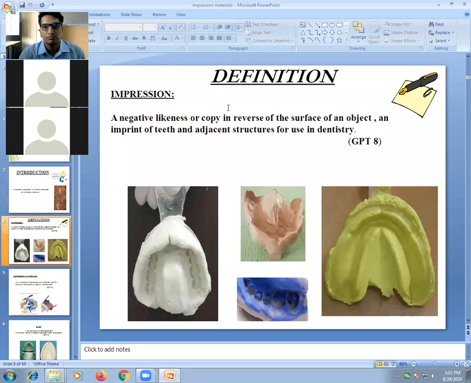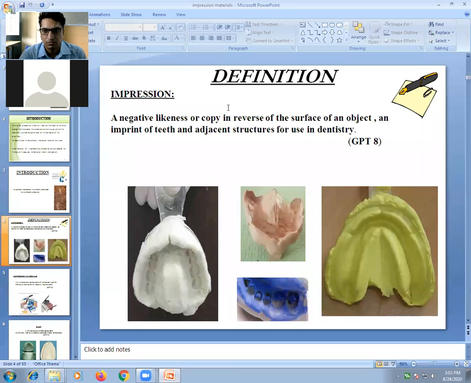So what do you mean by dental impression? It is a negative likeness or copy in reverse of a surface of an object, and an imprint of teeth and adjacent structures for use in dentistry. This is a little bit complicated, so we will cut this definition into small pieces and I will explain it to you. It is a negative likeness or copy in reverse. This means that if there is an elevation in the patient's mouth, there will be a depression in your impression.